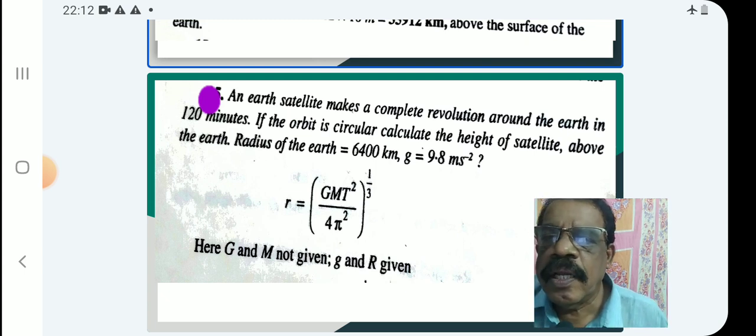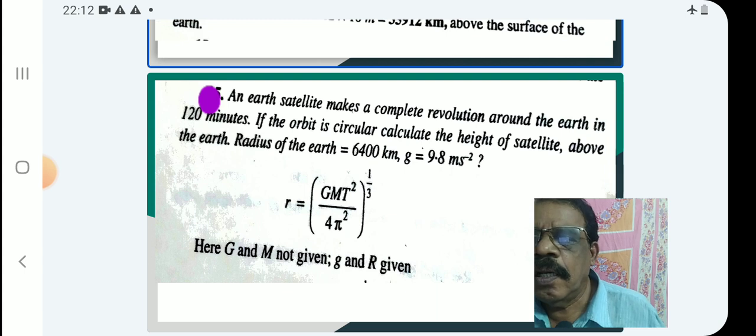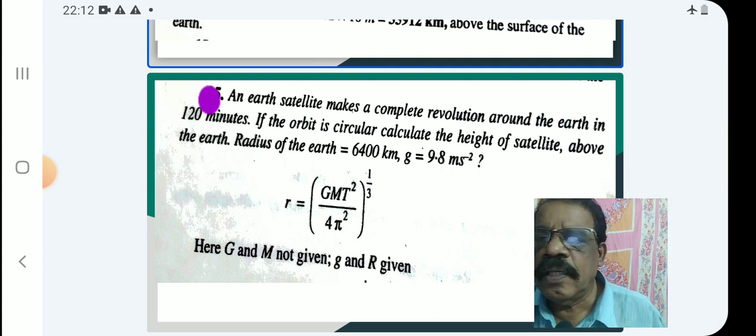An Earth satellite makes a complete revolution around the Earth in 120 minutes. If the orbit is circular, calculate the height of the satellite above the Earth. Radius of Earth is 6,400 km, g is 9.8.